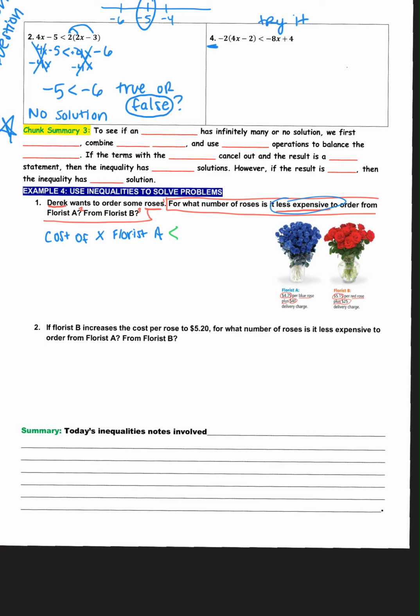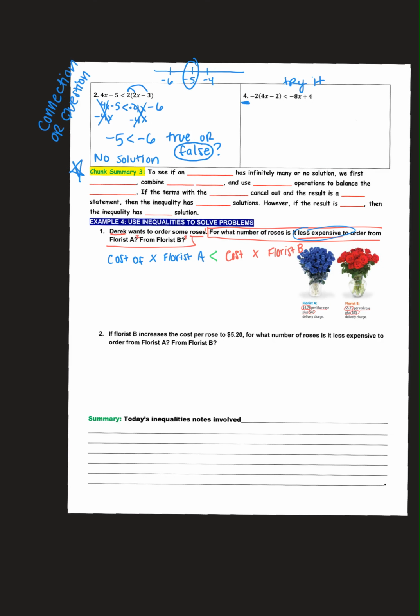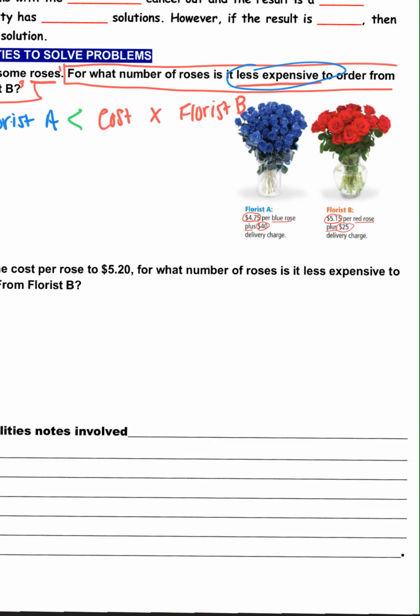And then we want the cost of X florist B, where X just stands for roses. So if you need to write that on the side, X equals roses, just to make it easier for us to know what X stands for. So let's go back to this picture and come up with our expression.